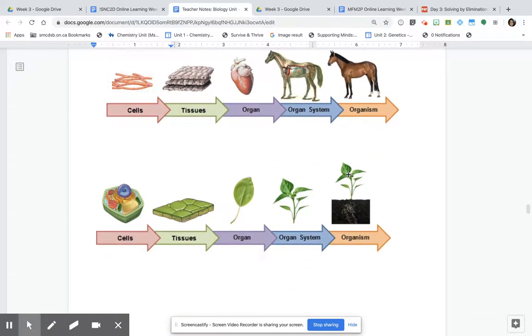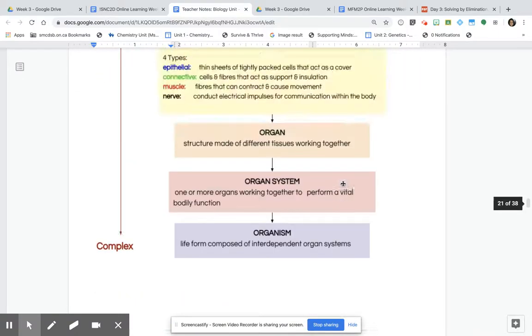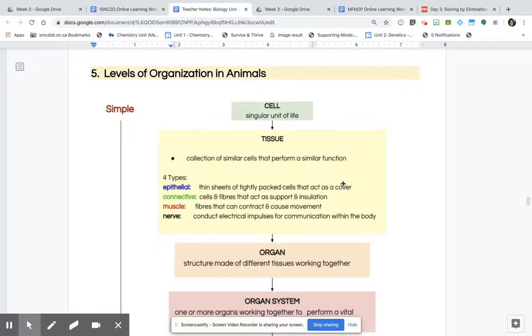Okay. The same thing happens in plants. So in plants, you're always going to start with cells, then tissues. They still have organs, they're just not like what we think of. Organ systems, the whole organism. Okay. So, like I said, they're all going to be organized in exactly the same way.